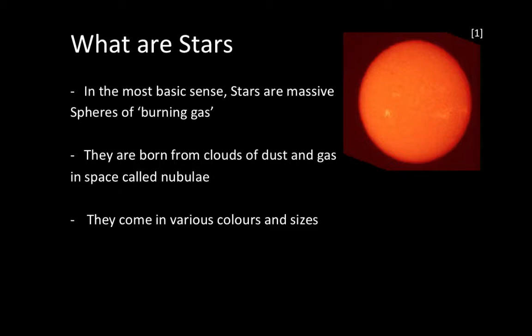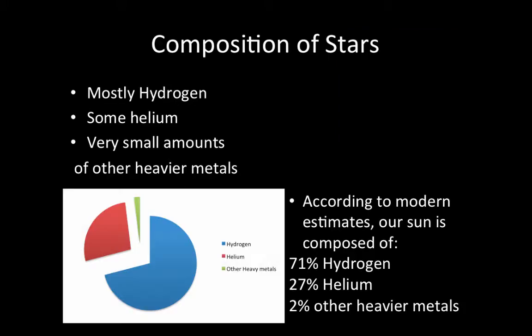They are born from clouds of dust and gas in space called nebulae, and they come in various shapes, colors and sizes. They are composed mainly of hydrogen, some helium, and very small amounts of other heavy metals. According to modern estimates, our sun is composed of 71% hydrogen, 27% helium, and 2% of other heavy metals.